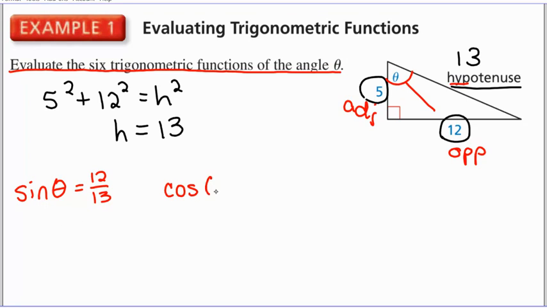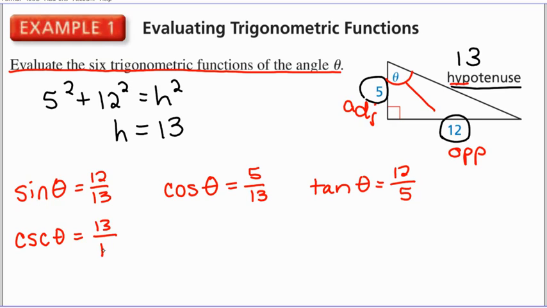Cosine of theta is going to be adjacent over hypotenuse, so that's going to be 5 over 13. And tangent of theta is going to be opposite over adjacent, so that's going to be 12 over 5. The other 3 trig functions are going to be cosecant of theta. That's going to be the reciprocal of sine, so that's just 13 over 12.